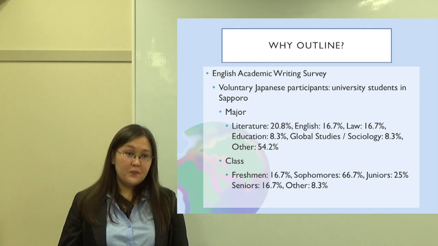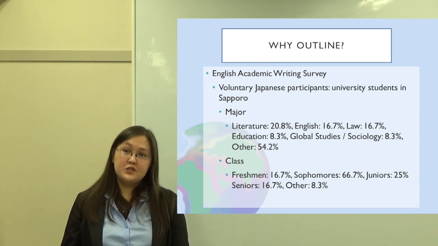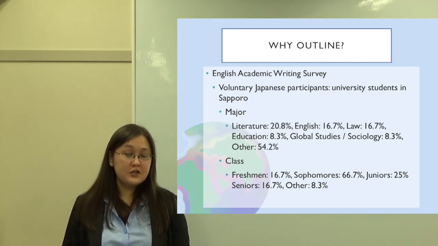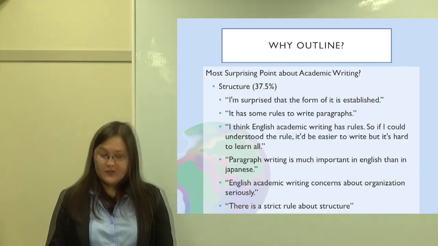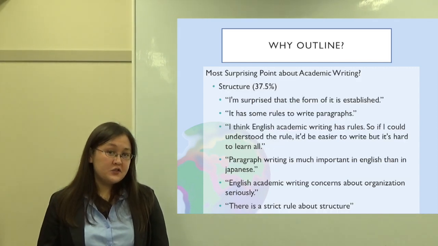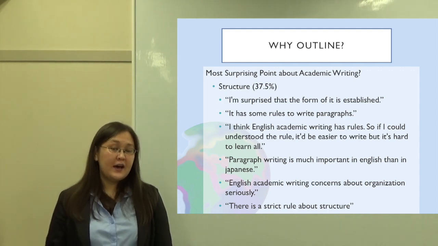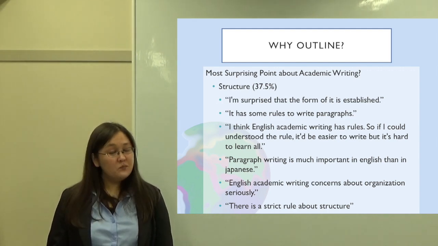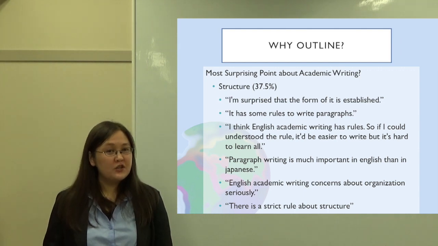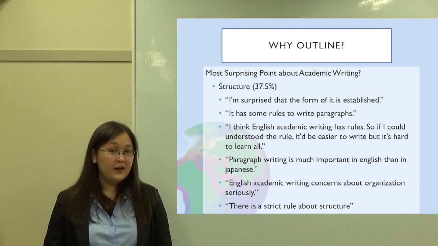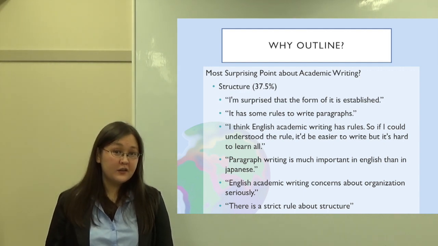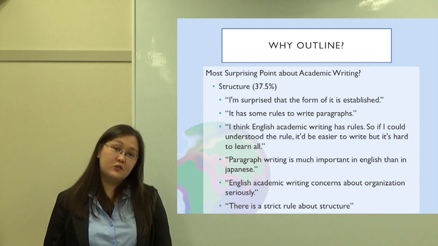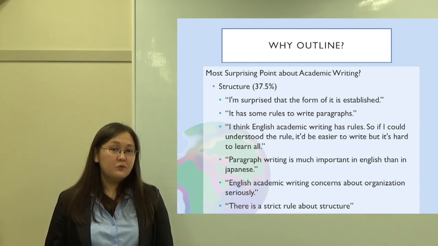So as an example, I did a survey when I first came to Japan, and I asked many university students who are Japanese about their experience with Western academic writing. I asked them what was most surprising to them about writing in English, academic writing, and 37.5% of them said the structure. In other words, the outline of the paper. They were surprised. They were not prepared to write a paper using the correct structure. That is what the outline will help you do.